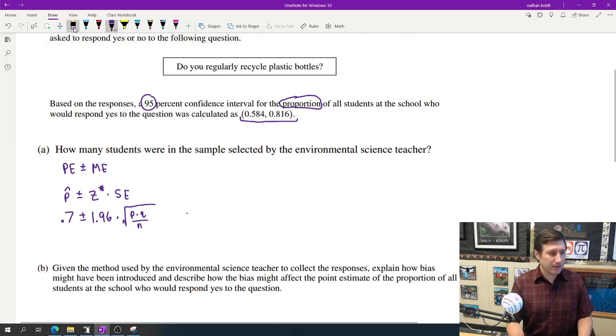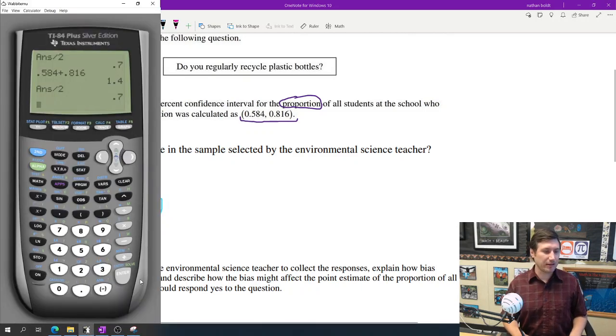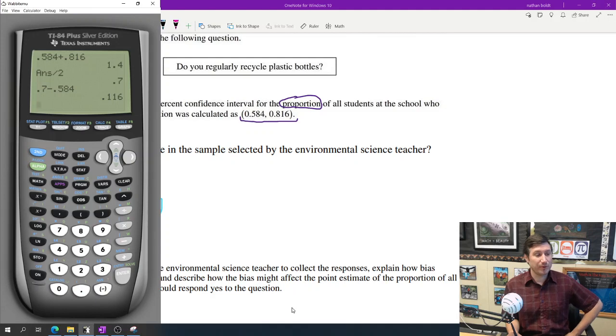So now time for some algebra, because we are looking to solve for n, aren't we? So what we're going to do is take the margin of error. This whole piece right here is the margin of error. That's how much you're adding and subtracting. Well, how much are we adding and subtracting? Well, the middle is 0.7. So I can either add or subtract to figure out what the distance is. I'll go to 0.584. How far is it from 0.7 to 0.584? So my margin of error was 0.116.